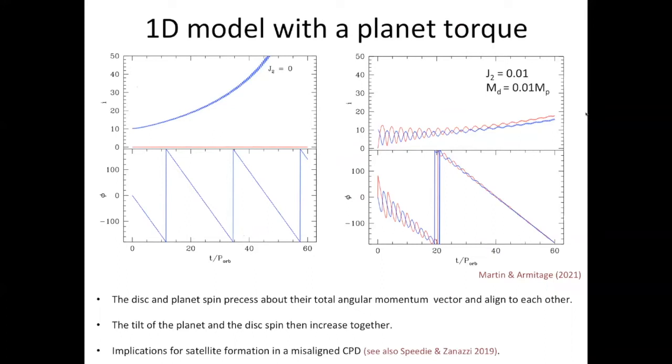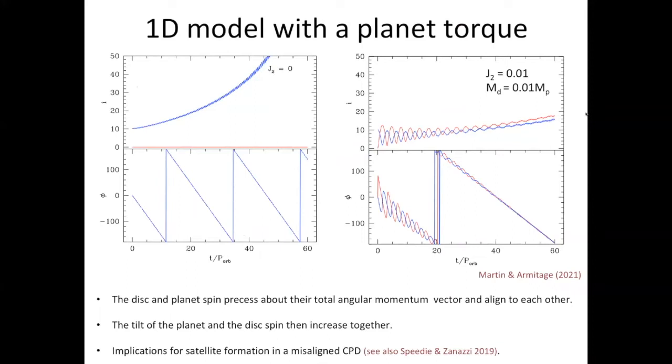Now the planet spin and the disk precess around each other on a timescale of about 3 planet orbits. And because of dissipation in the disk, they align to each other on a timescale of about 20 planet orbital periods. On a longer timescale, the tilts of both increase. The tilt growth timescale is longer than for the disk without the planet torque on the left, but it's still relatively short in this case.